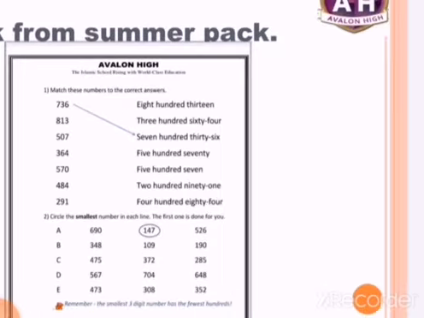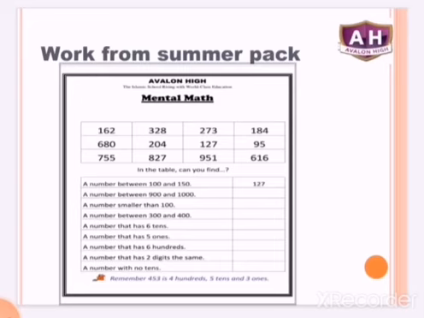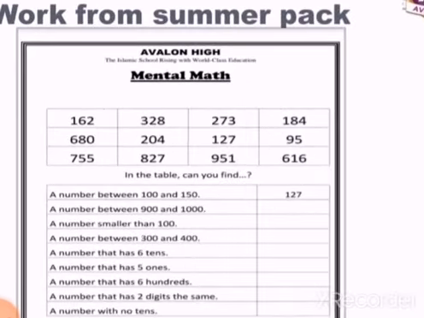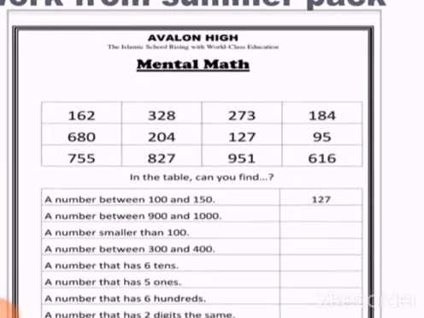Now we will move to another page of your summer pack. You will skip 2 pages and then there will be a worksheet with mental math. You have to solve this. There is a table given to you with different numbers of hundreds and questions are given below. You have to solve them. Number 1 is done for you. A number between 100 and 150. एक नंबर जो 100 से ज़्यादा है but 150 से कम है. What it is? You have to find from the table. You have to write 127 जो है वो 100 से ज़्यादा है and 150 से कम है.